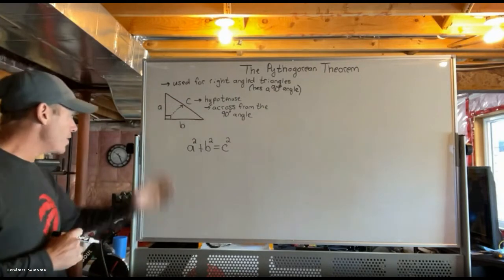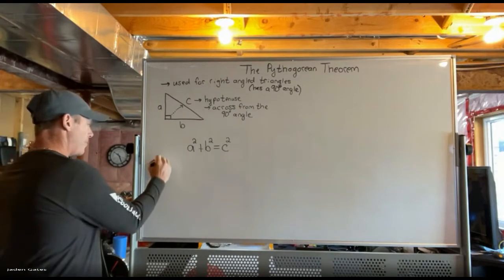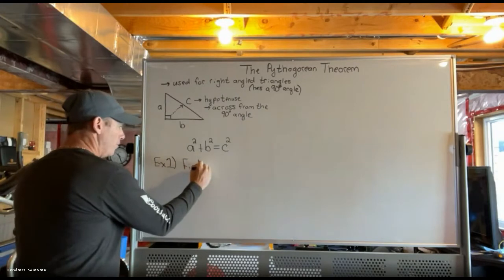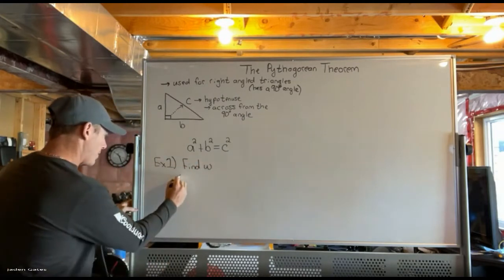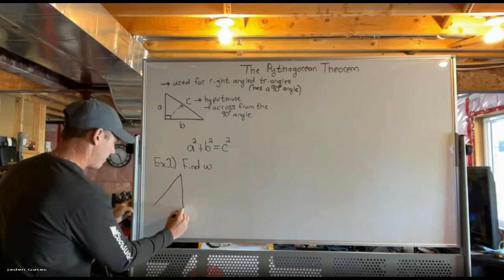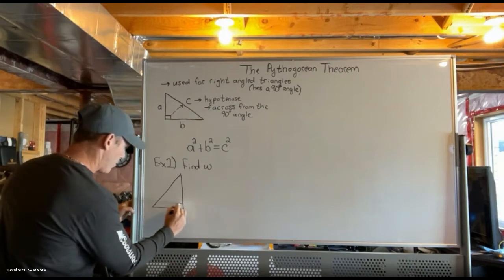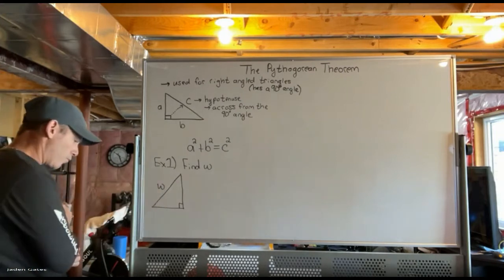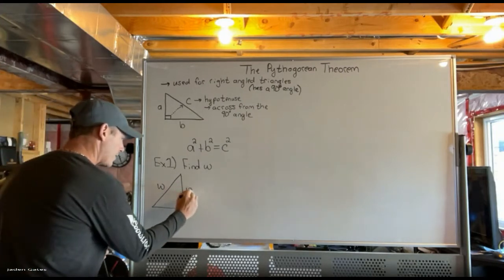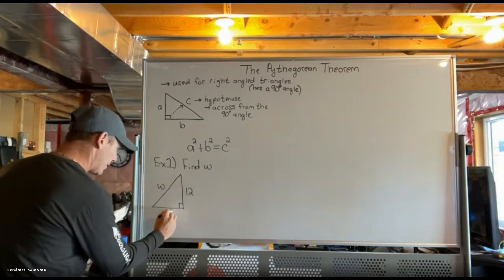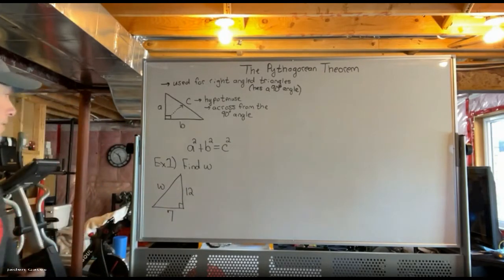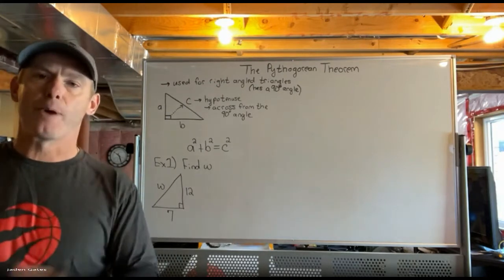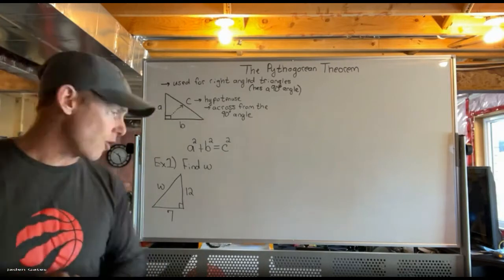All right, so let's try to use the old Pythagorean theorem. For example 1, I'm going to put find w. All right, so I've got my triangle here. And of course, I have to have a right angle there, so I put in a little box. We're going to find w. I'm going to say this side is a length of 12, and this one has a length of 7. All right, so again, the important thing is to figure out which one is the hypotenuse, or the one that's going to be the c in our equation.